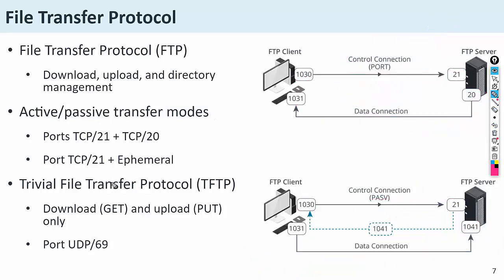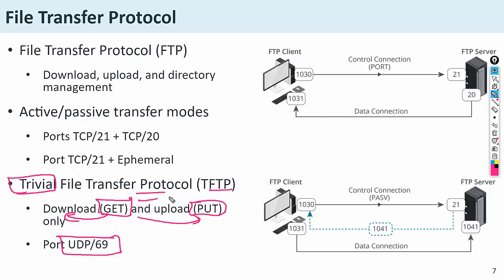Okay, so there is another type of FTP. It is called trivial FTP. Trivial FTP is a file transfer protocol which has only two options, get and put. Get means download the file, put means upload the file. This TFTP service uses UDP port number. It is actually used for developing and for upgrading firmware.